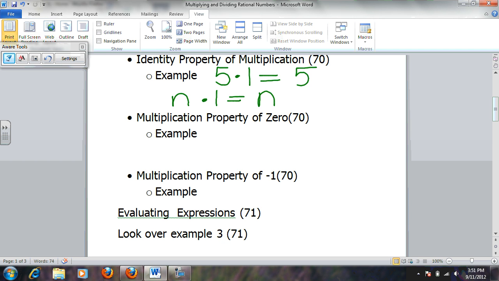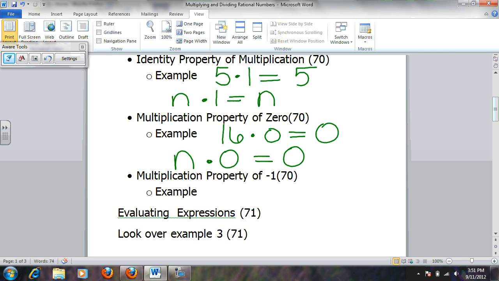Second property, multiplication property of 0, page 70 also. What happens when we multiply a number by 0? I hope you said the product is 0. 16 times 0 will equal 0. In general form, n times 0 will equal 0.